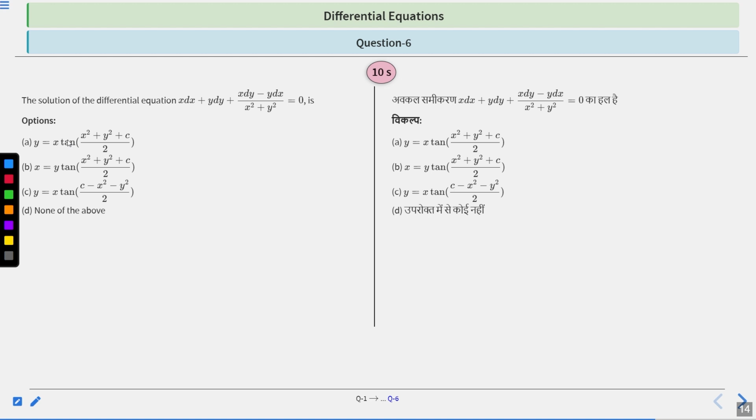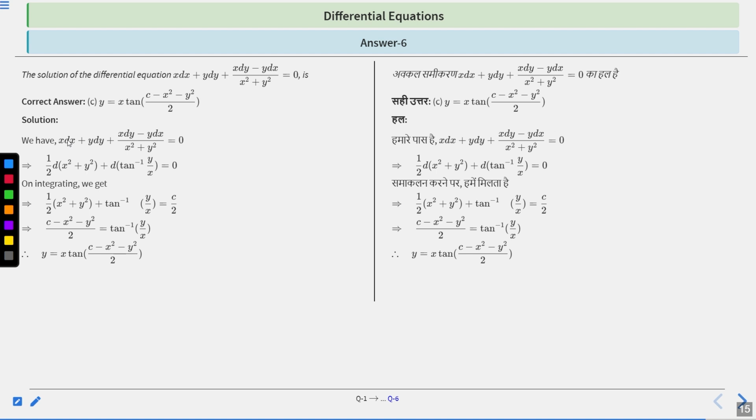See, in these types of equations, we will try to apply the inspection method, right? We have studied the inspection method while studying the theory portion. So we will try to apply the inspection method to solve this differential equation. In this way, you can try to approach this question. You have 10 seconds to solve or think about this question. After 10 seconds, we will discuss the solution. Okay. Let's move to the solution part.